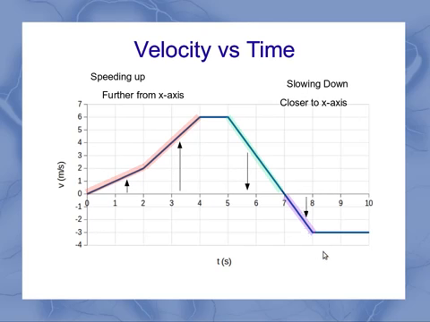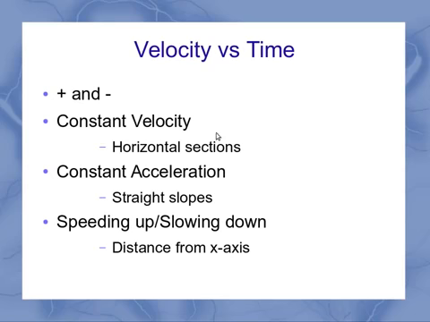Well, you're moving further away from the axis. So that means this particular one is speeding up. You're just speeding up in the negative direction. Remember, speed doesn't care about your direction. It only cares whether you're going faster or slower. And here you're going faster backwards. So again, positive and negative depends on which direction you're going.